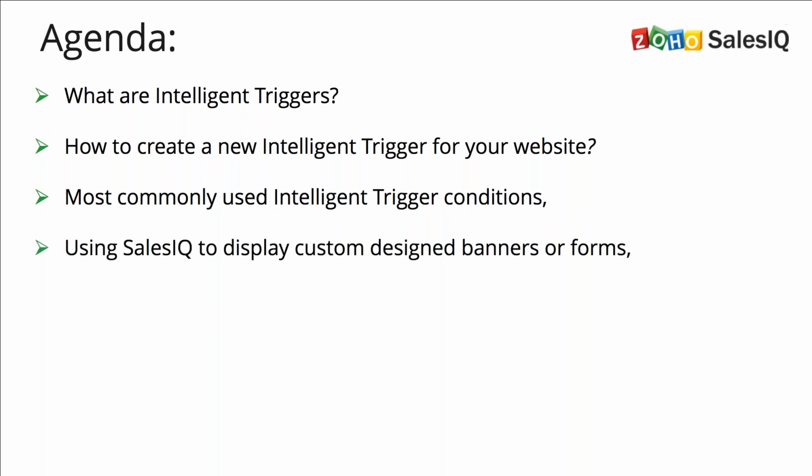And apart from these intelligent triggers, we're also going to look at how to show banners or forms or any kind of pop-up system that's independent of your SalesIQ chat to convey a promotional offer or make an announcement or something like that, or even display a coupon. So we're going to look at how to do all of that.